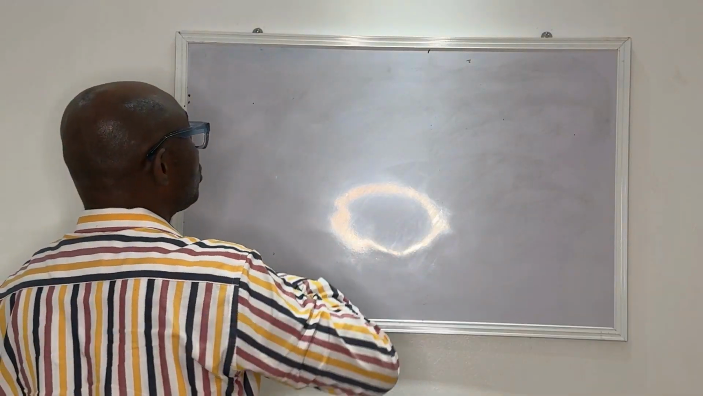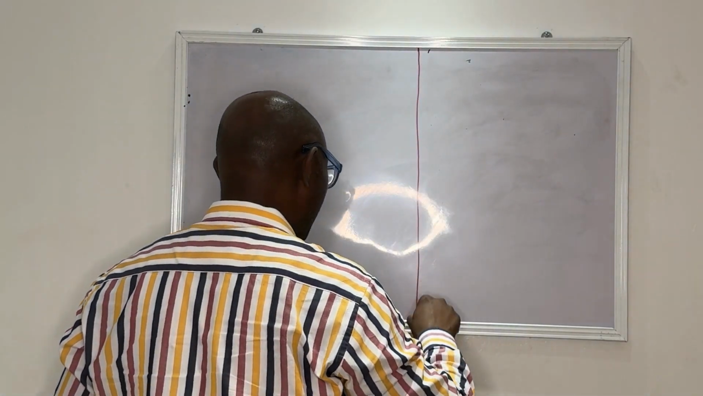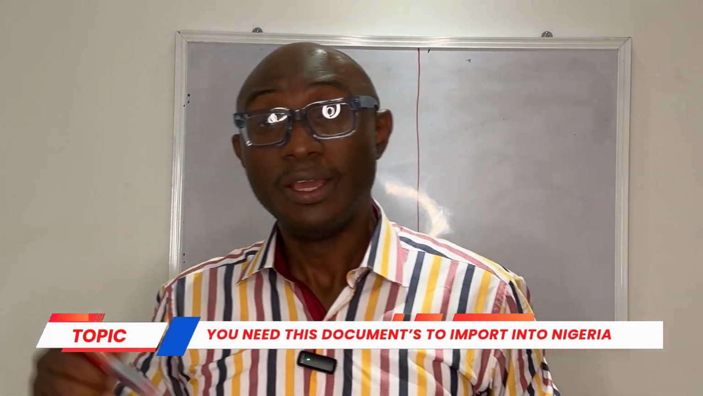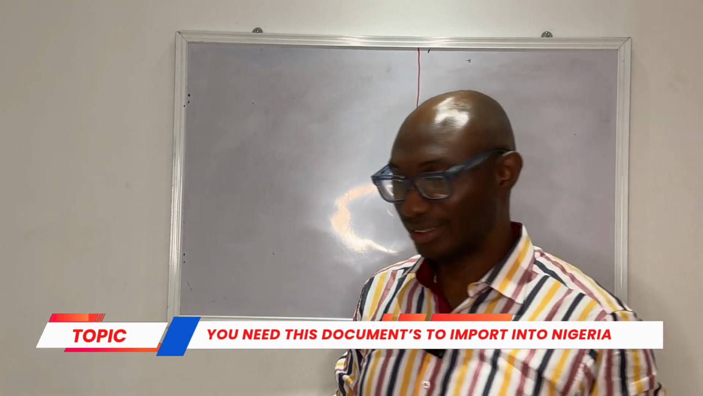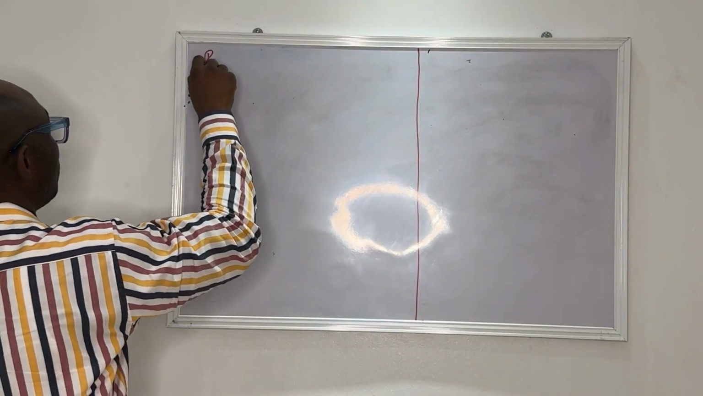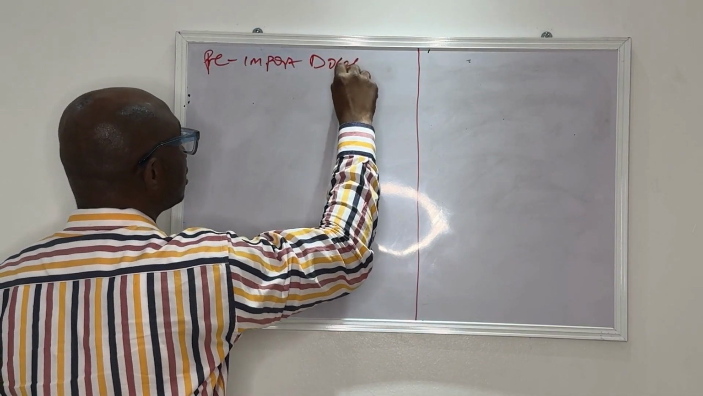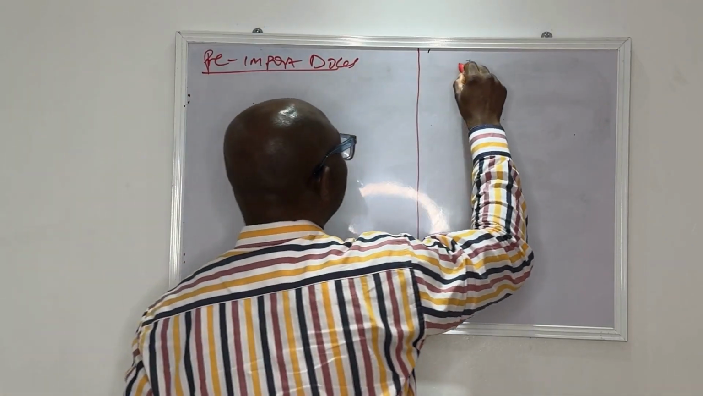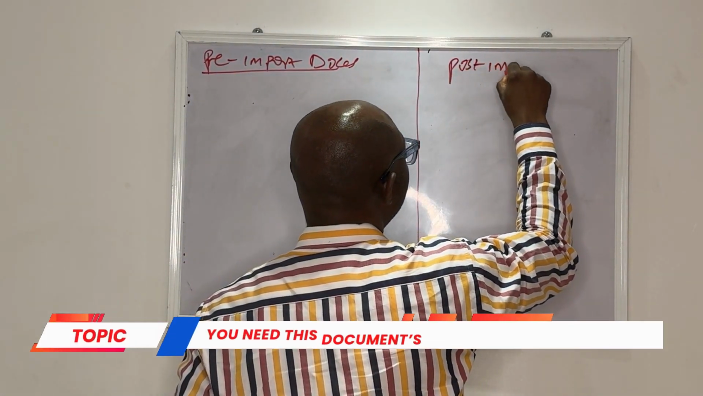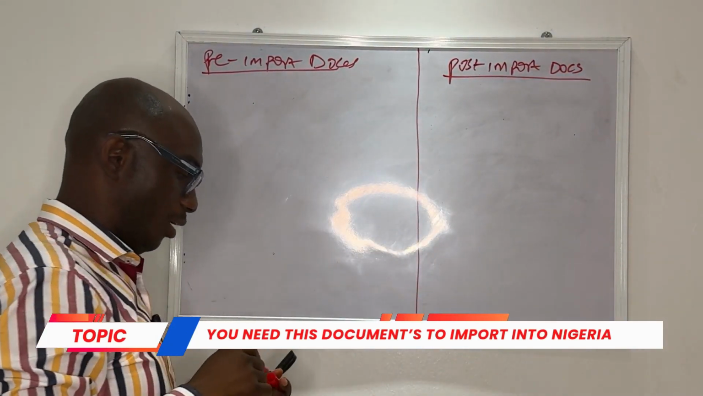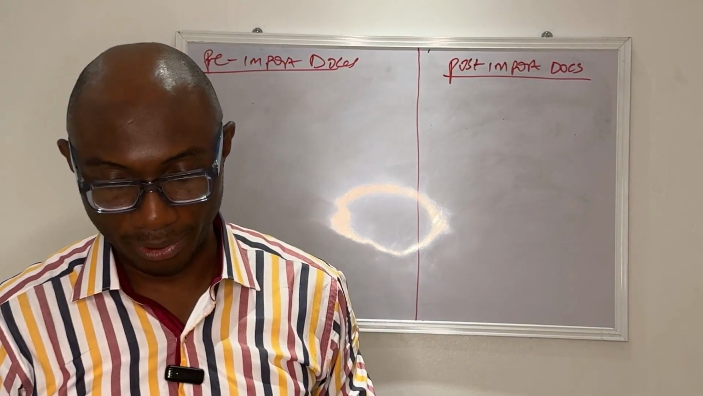Again, I will divide my board into two, and I'll talk about the pre and then the post. If you remember, in the pre, I talked about the document required for you to initiate the export and the document required after shipment. This one, I'll look at the pre-import document, and then I'll look at the post-import document. So I'll start with the pre-import document.